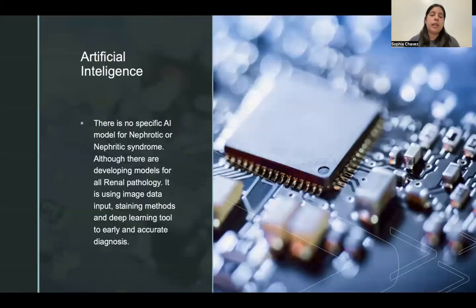As for artificial intelligence, there is no specific model out for nephrotic or nephritic syndrome, although there are developing models for all renal pathology. And they're using image data input, staining methods, and deep learning tools for early and accurate diagnosis.